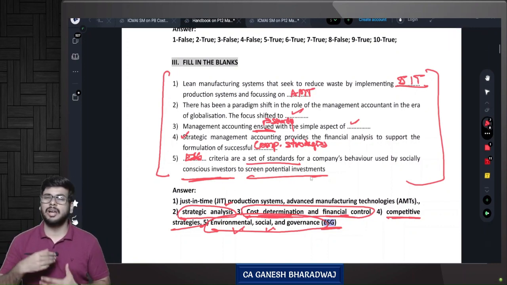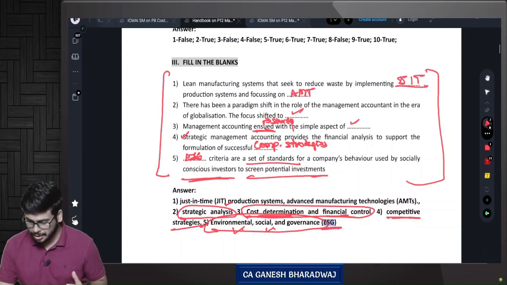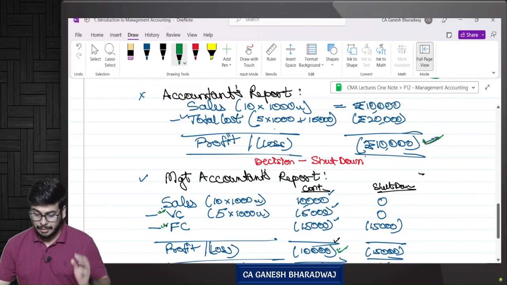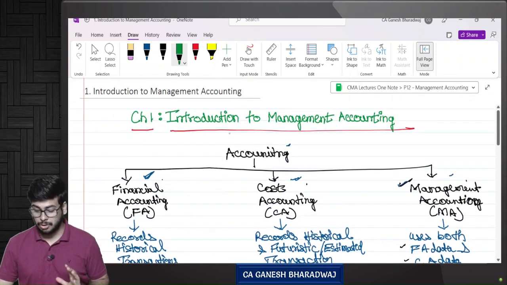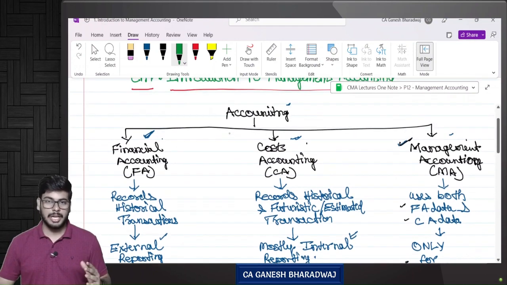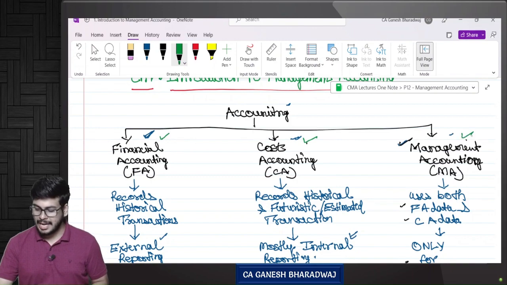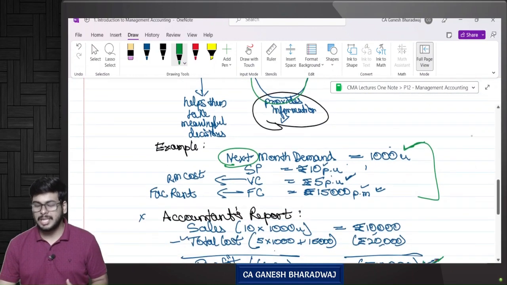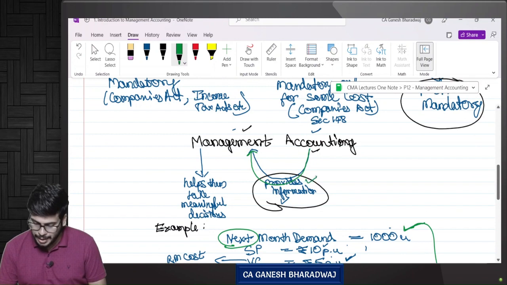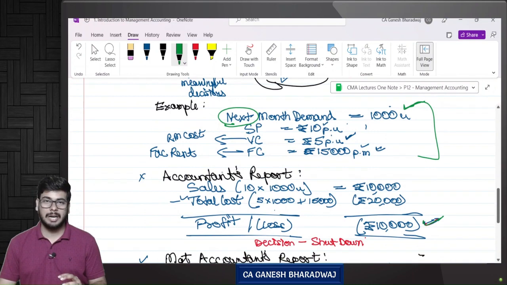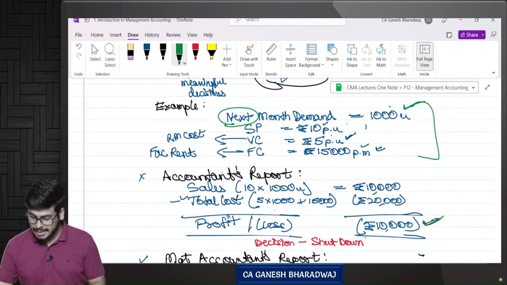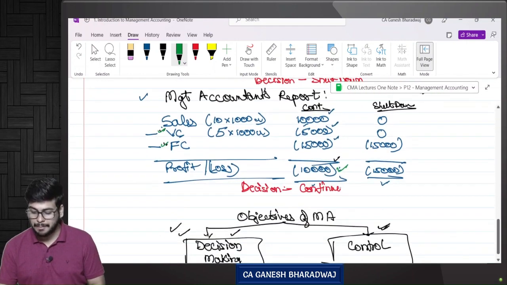Broadly speaking, we saw a lot of theoretical aspects in this chapter, but to sum it up, whatever we saw initially is what is required for you to enter into this subject. We saw that accounting has three broad branches: financial accounting, cost accounting and management accounting. Management accounting is that branch of accounting that provides information to the management that helps them take meaningful decisions. And we saw an example of shutdown versus continue, and how the manner of presenting the data itself can help the management take a meaningful decision.